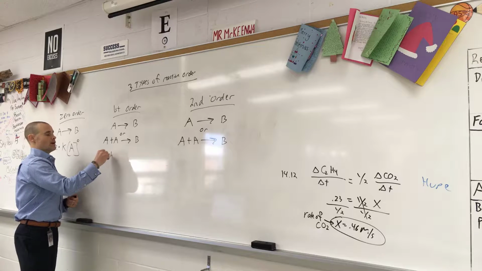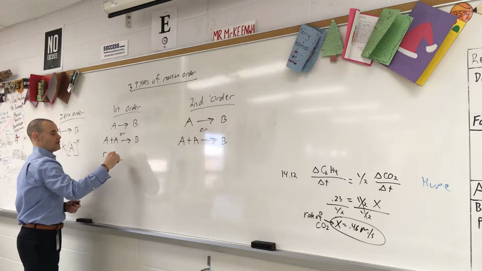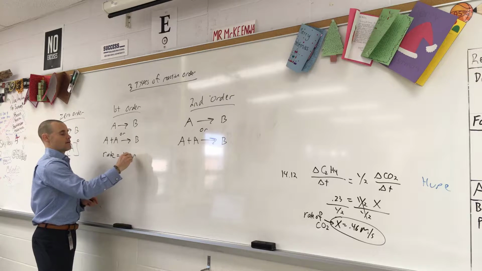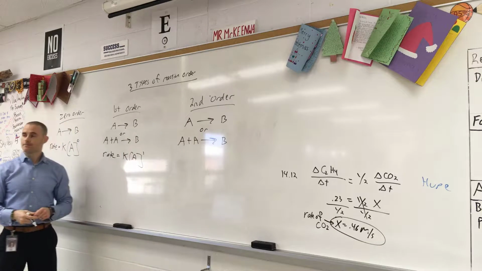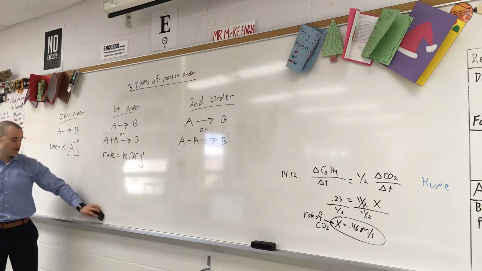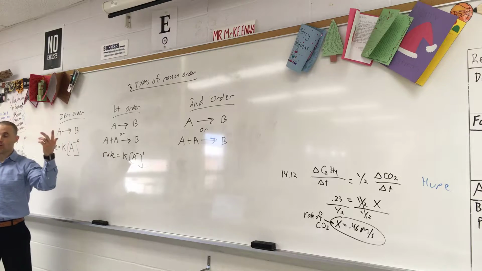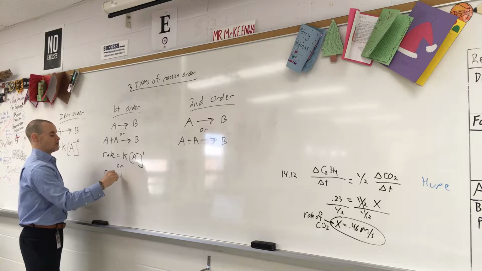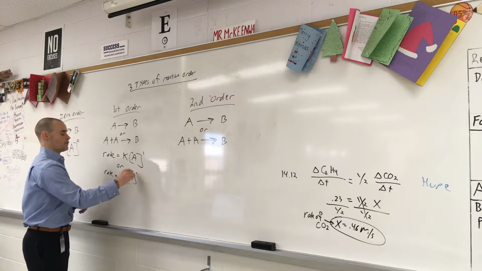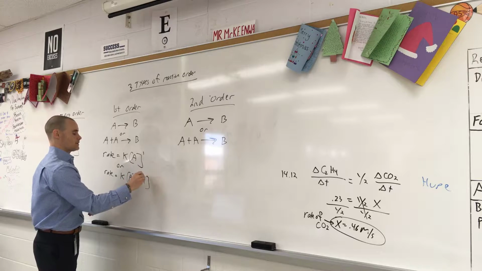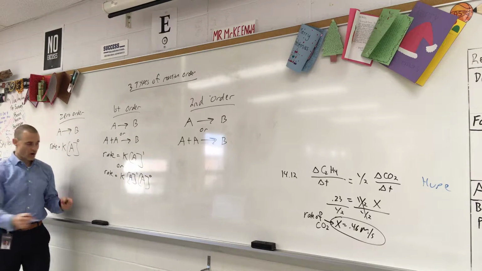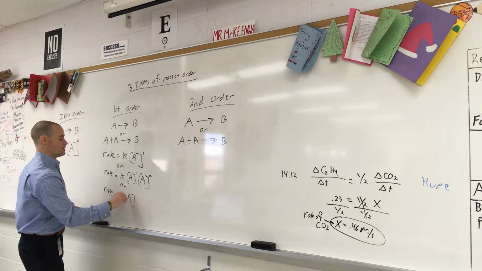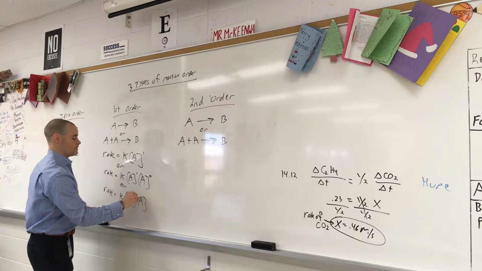This one, your rate law, I'm going to do the top one first. K times the concentration of A raised to the first power. Technically, you don't have to put the 1 there. You can just leave it. No exponent means raised to the 1. Okay, or if we're doing this one, it would be rate equals K times A to the first times A to the 0. Or rate equals K times A to the 0, A to the first.